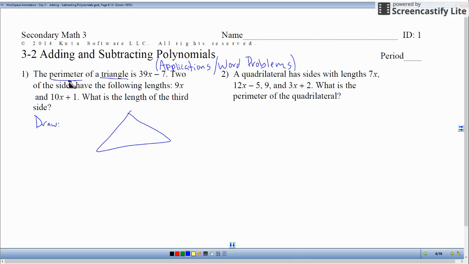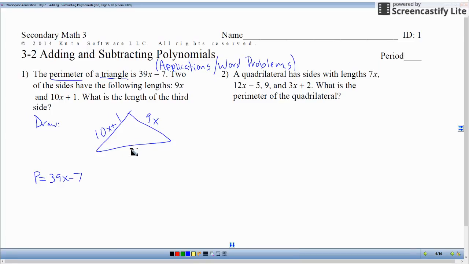Now, the difficulty here is to identify what means what. It says the perimeter is 39x minus 7. So let me make a little note here. The perimeter is 39x minus 7. P stands for perimeter, so keep that one in mind. Two of the sides have the following lengths. Okay, so I'm just going to pick two sides. I'm going to call this one 9x, and I'm going to call this one 10x plus 1. They say, what is the length of the third side? This part here is a question mark.